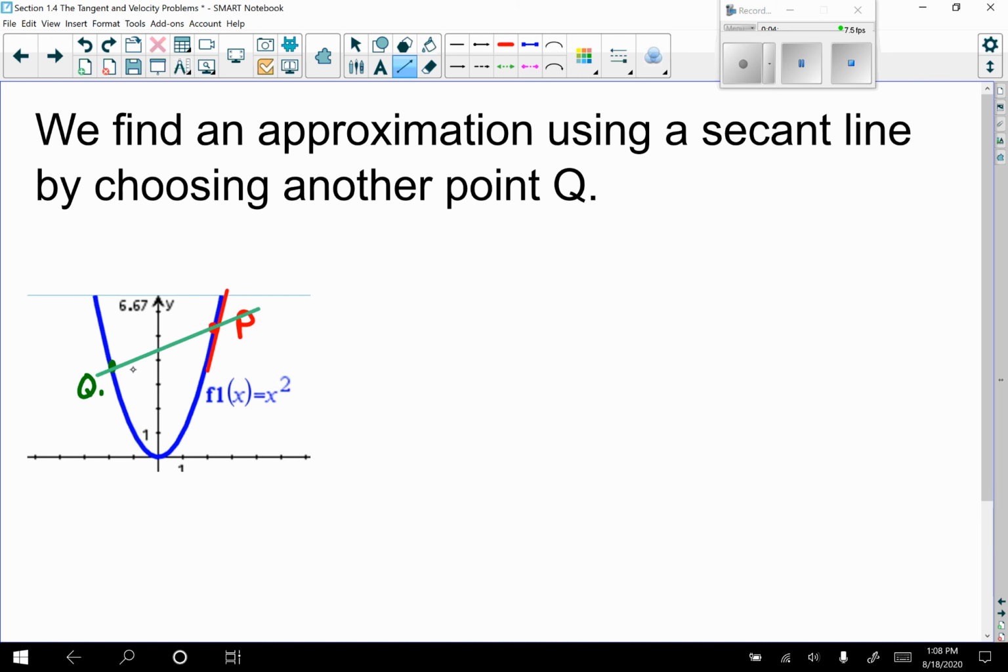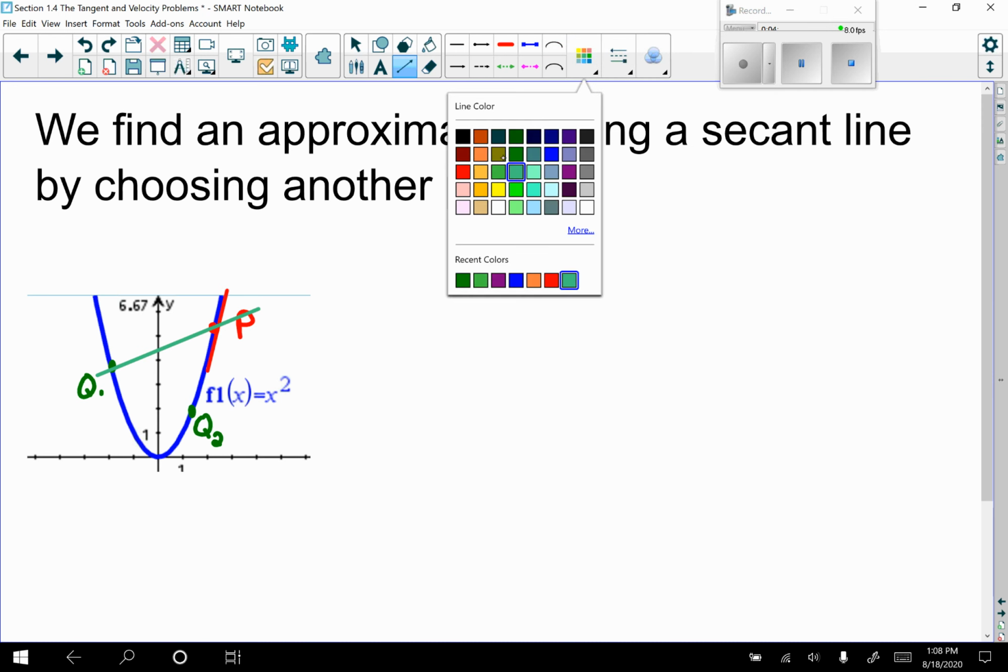So notice the slopes of these two lines are very far apart. They're definitely different. So I want to move Q closer to P. So if I started maybe over here, I would pick a different point Q, and I would draw in that line and determine the slope of this secant line. And we're going to do a series of these.